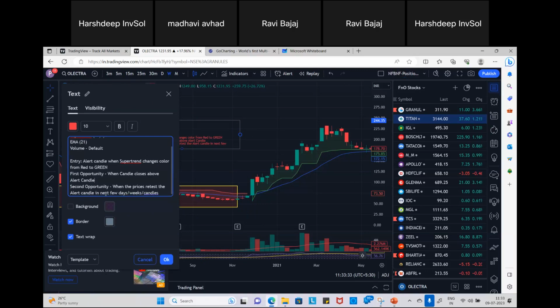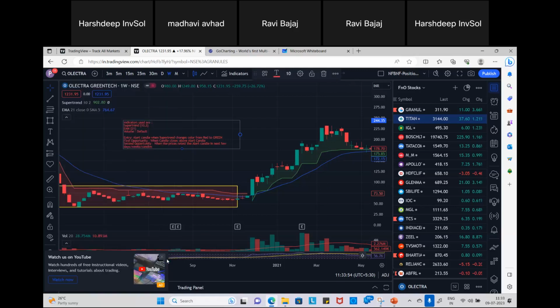Is that clear, Ravi? Madhavi madam, yes. Clear? Okay. So these are the two conditions for entry. Now we will see how it worked, and we will try to put in additional nuggets if we find any.